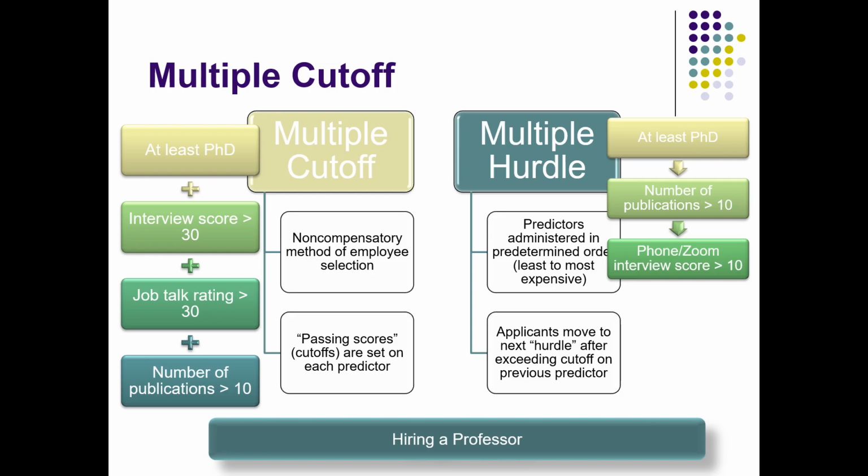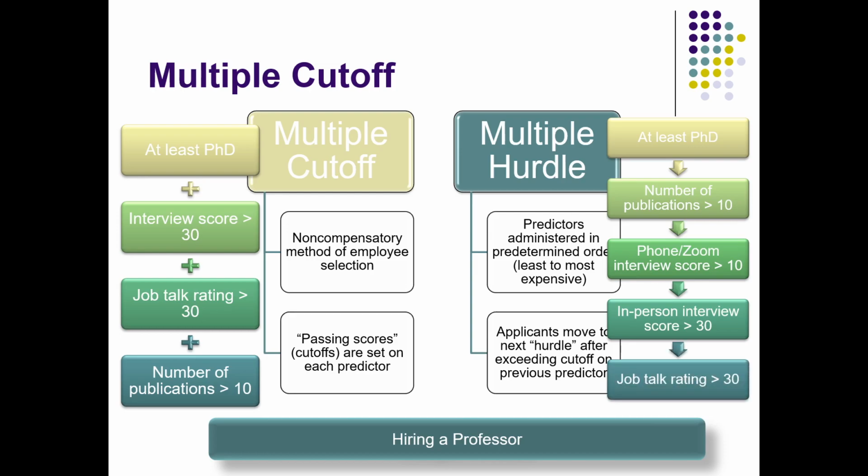So we're not going to waste a phone Zoom interview on everybody who applies. Only those people who have met those first criteria get a phone interview. And let's say that they need to have a score of at least 10 on that phone interview. So the committee has to agree that they scored high enough on the phone interview before then they would be invited to campus for an in-person interview. And they need to have at least a score of 30 on that in-person interview before we have a group of people all gather together to watch their job talk or their work sample, whatever you want to call it.